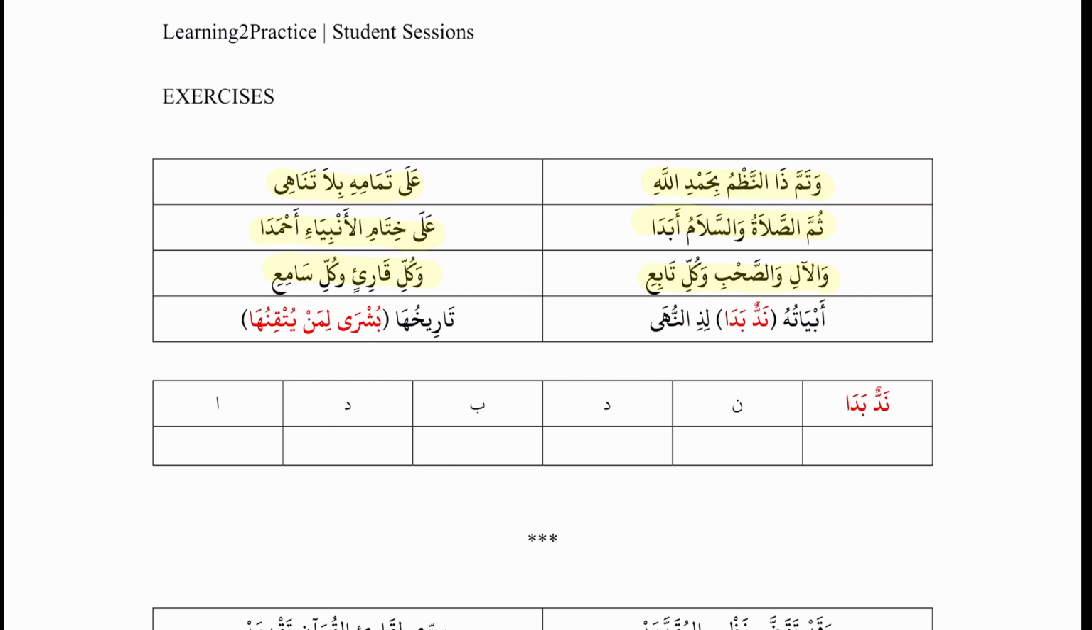Now this is the point where the author comes with this, where we're going to benefit from today's session. أبياته ند بذا لذي النهى. Its lines of poetry, this whole poem that I've written, its lines are ند بدا لذي النهى, for the person who is smart, or for those who have intellect. تاريخها بشرى لمن يتقنها. And its tarikh, its date of completion, when did he finish writing this?